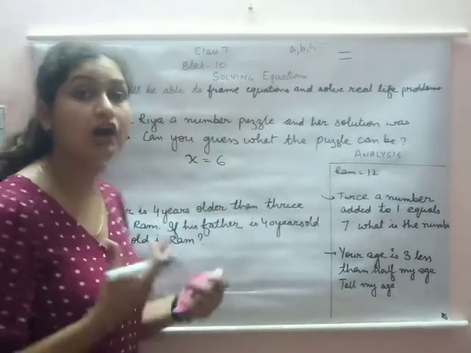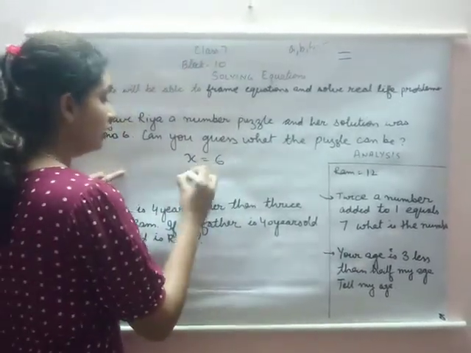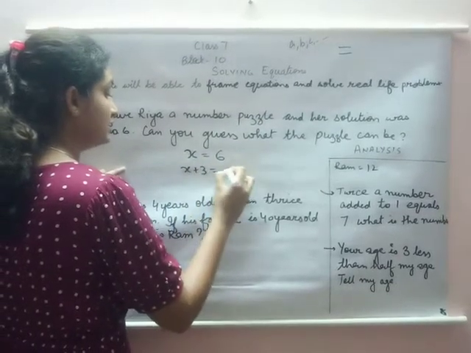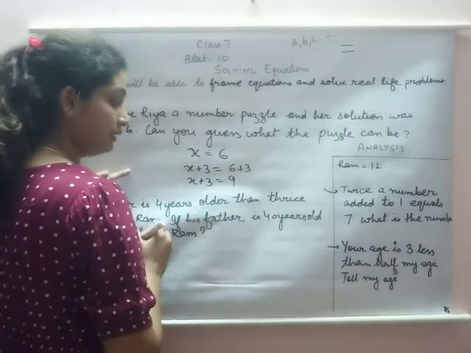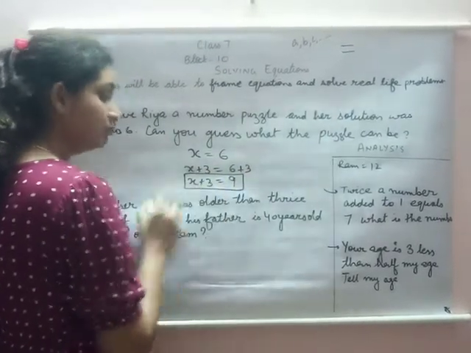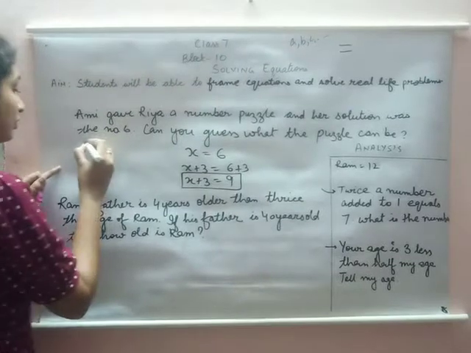We can frame our own equation as we know. x plus 3, 6 plus 3. x plus 3 is equal to 9. This can be one puzzle. We can frame many more.